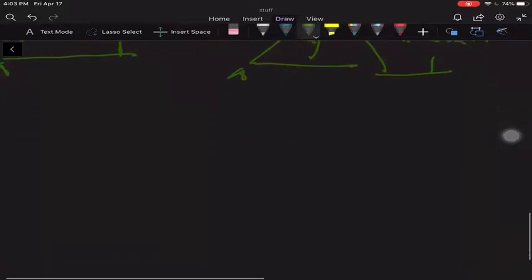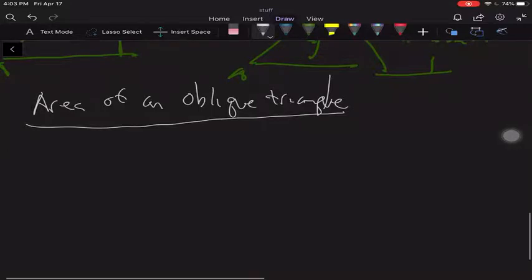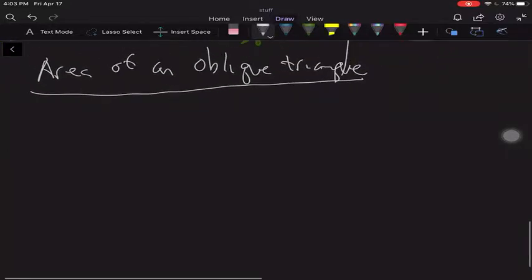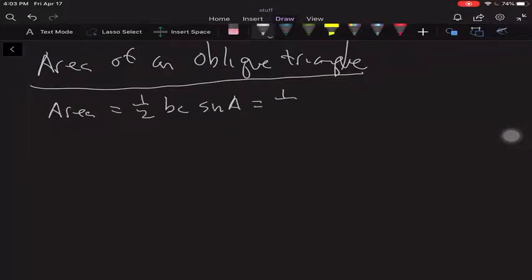We might want to know what the area of an oblique triangle is going to be. The formula is: area is equal to 1/2 bc times sine of A, which is equal to 1/2 ab times sine of C, which is equal to 1/2 ac times sine of B.